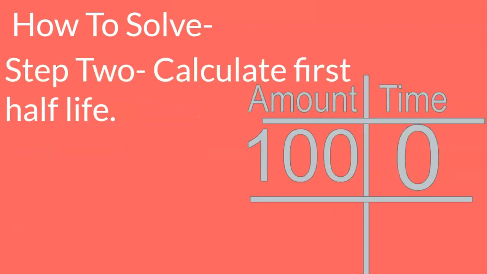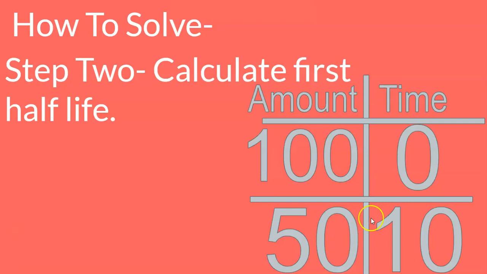So step 2 is calculating the first half-life. So we put in those 10 years' time, and we decrease the amount by half, and you just do some simple division. 100 divided by 2 is 50. So after 10 years' time, the amount would be 50.